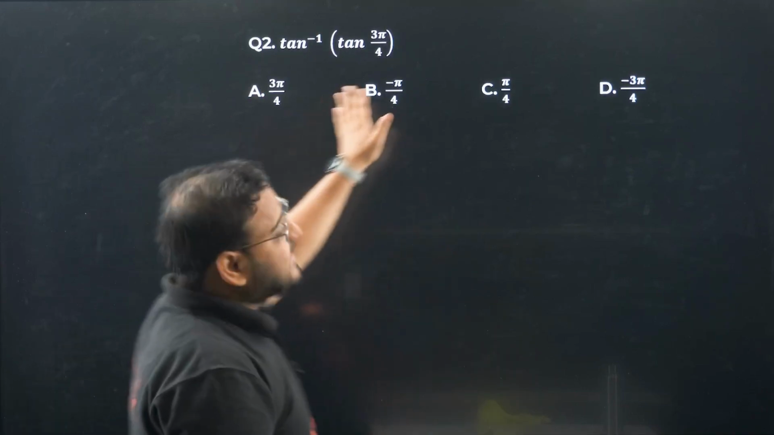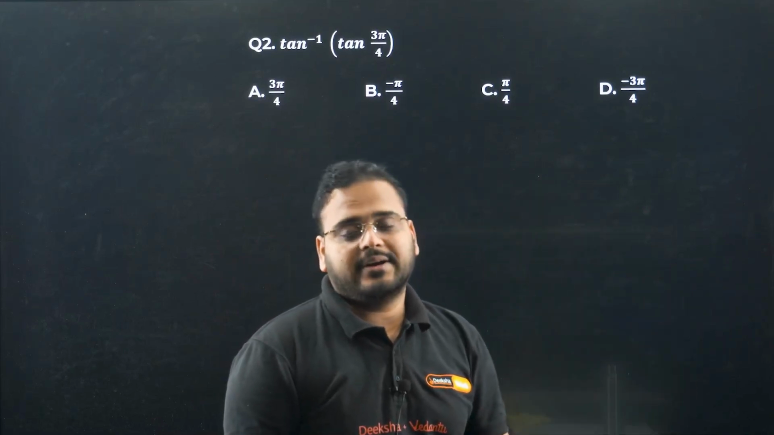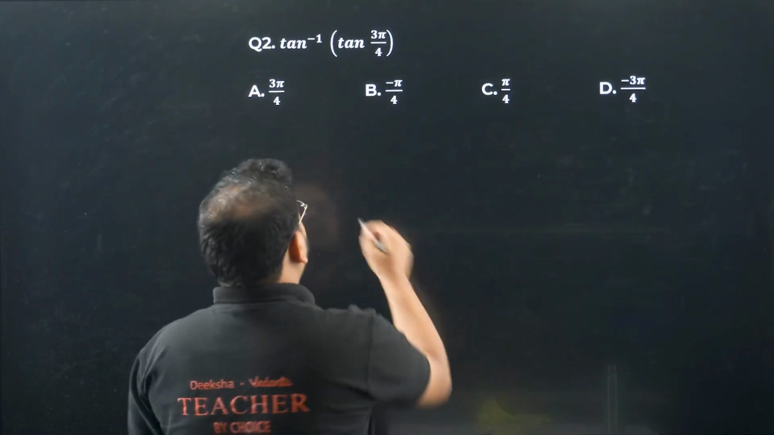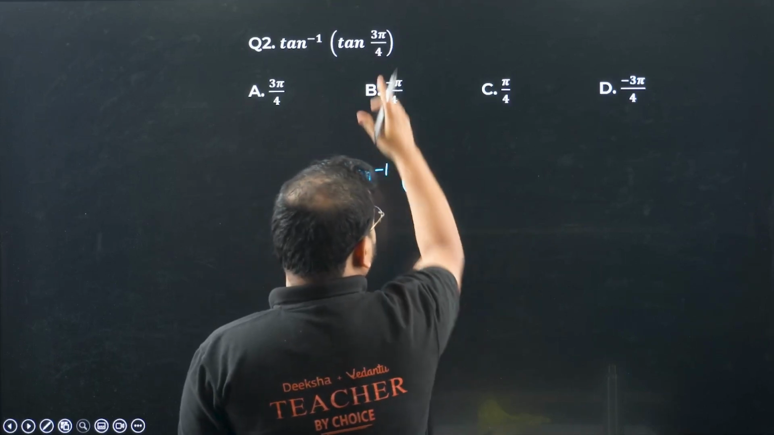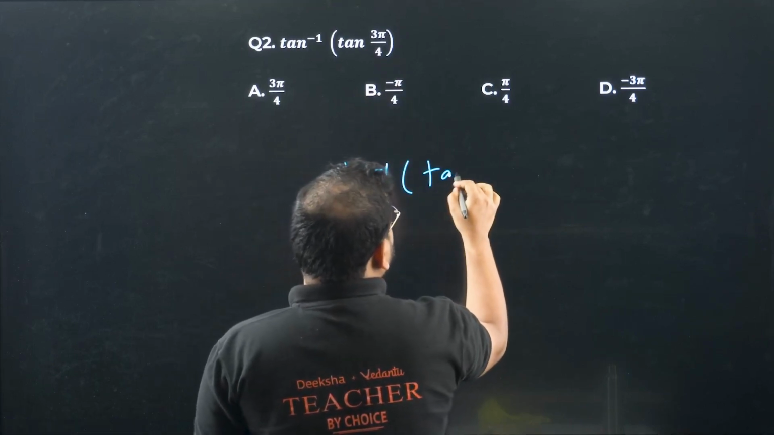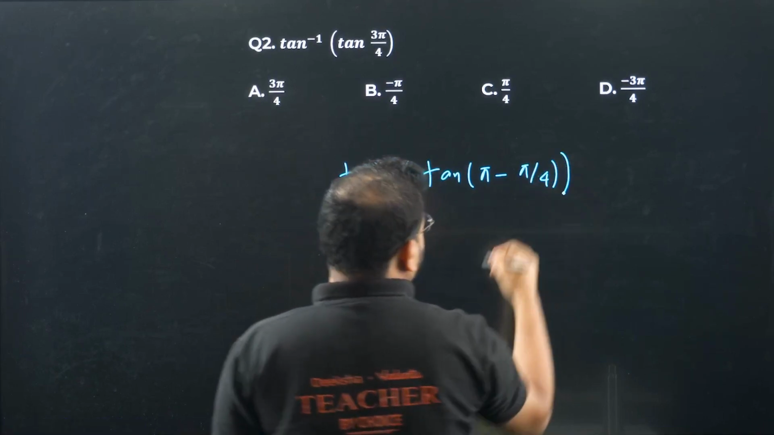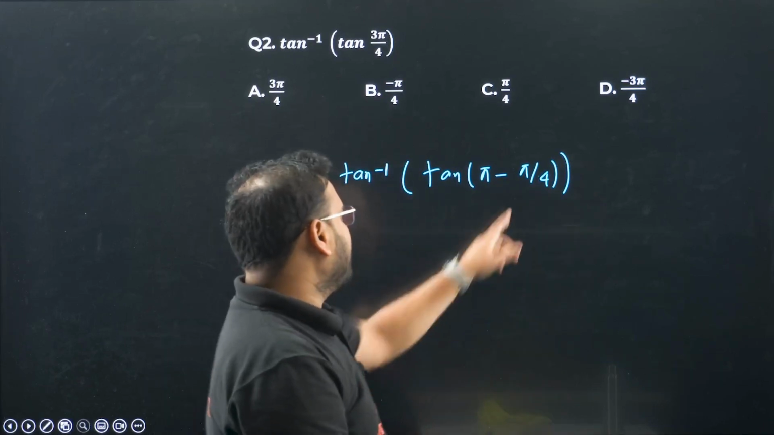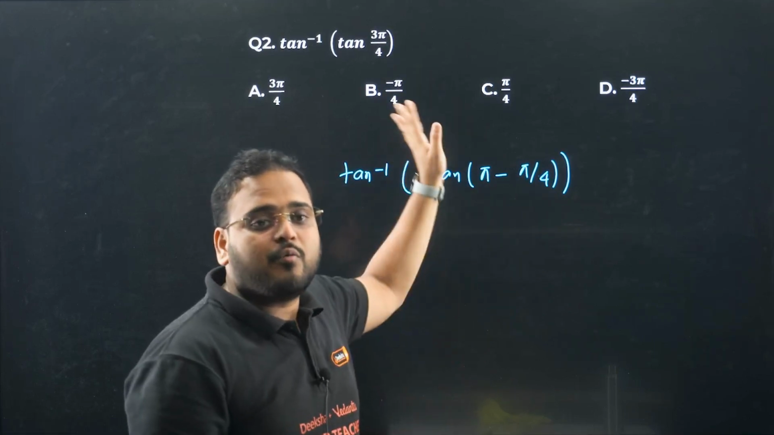Tan inverse of tan 3 pi by 4. I have to make some changes over here. There comes the rule of quadrant to be also utilized. Have a look. Tan inverse, I have tan over here with 3 pi by 4. I can write this as tan of pi minus pi by 4. Please check. 4 pi minus pi will be 3 pi by 4. Same thing written here. So far nothing is changed.